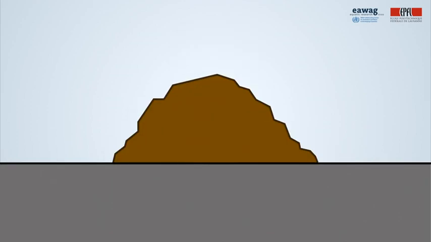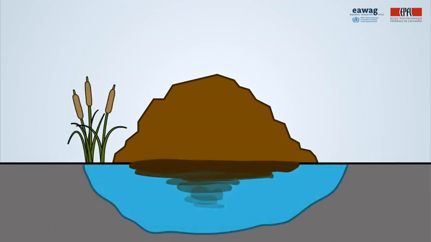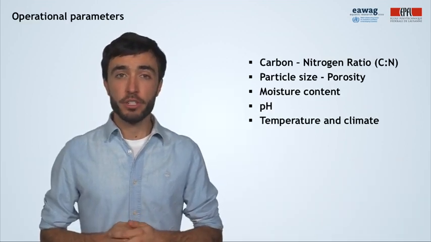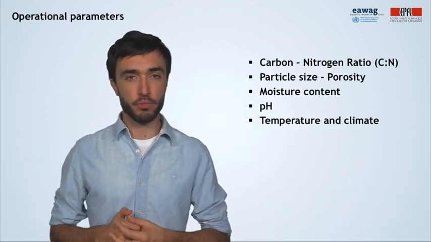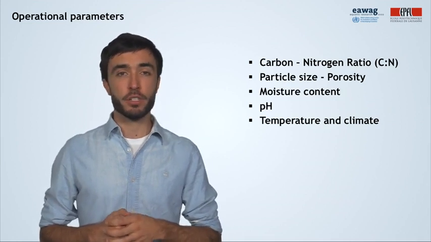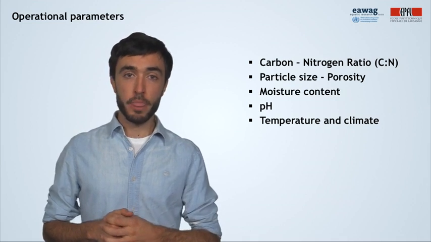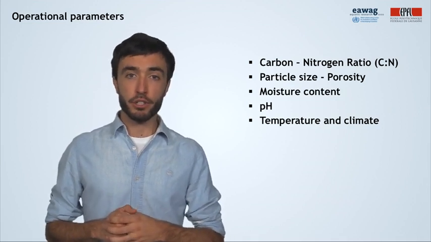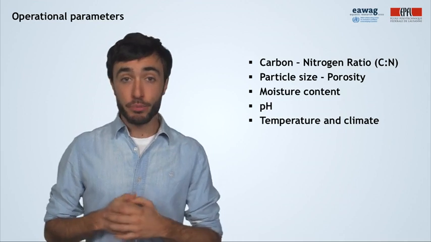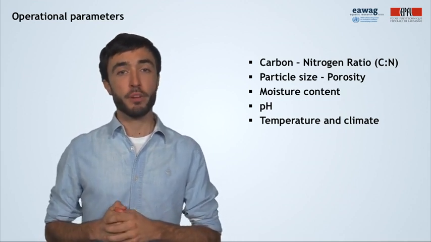Composting does not always turn out to be satisfactory. The process can smell bad, take too long, attract pests, and even pollute surface waters when it is not properly managed. Several operational parameters need to be considered in order to avoid these problems. The most important ones are carbon-nitrogen ratio, particle size and porosity, moisture content, temperature, and pH. Let's briefly describe and mention why these parameters are important.